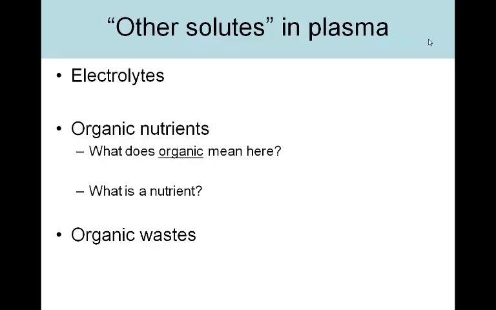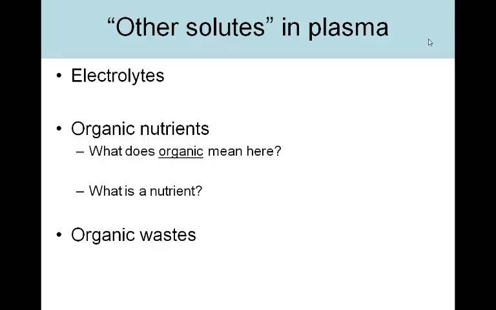Nutrients are things that are required in our diet in order for us to live properly. So the main nutrients are carbohydrates, proteins, lipids, and then vitamins, minerals, and water. The organic nutrients would include the carbohydrates, the proteins, and the lipids, and then the vitamins also. Whereas water and minerals are considered inorganic.